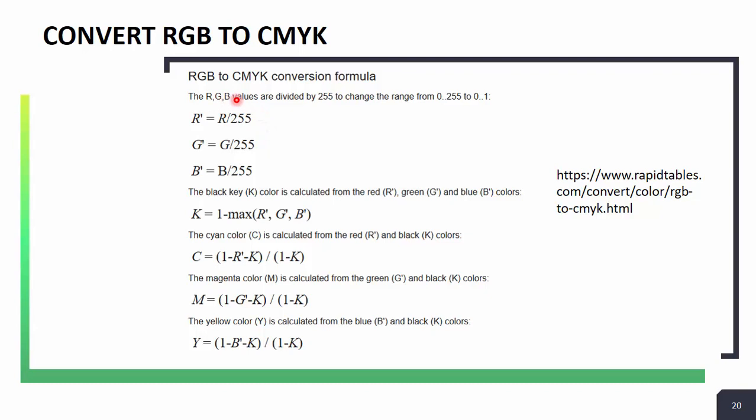First, in the RGB model, the value is normally from 0 to 255, an 8-bit number. This has to be normalized to 0 to 1. So this is how you do it. R prime is the normalized R, G prime is of G, and B prime is of B. And then take the maximum of these three and subtract it from 1, and you get the black component. And this is the formula to get the CMY components.